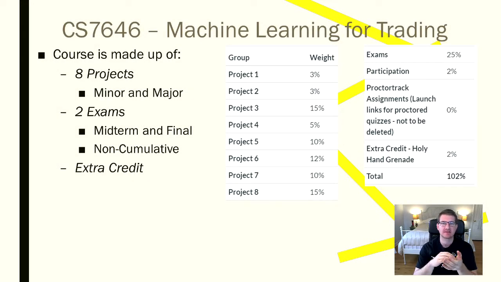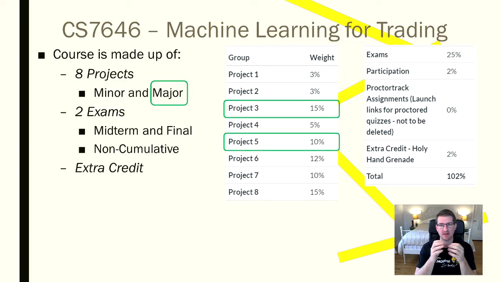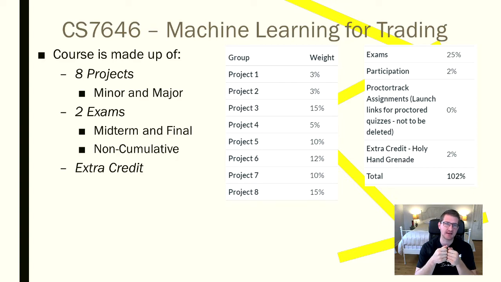So in this course, it's made up of 8 total projects and 2 exams, and then there's 1 extra credit project. The 8 projects are made up of both minor and major project sections. The difference between a minor project and a major project was really just the amount of time that I felt I spent on it to complete it. And as you can see on the weighted grading, the minor projects tend to be lower grade portions than the major projects, as you would expect.